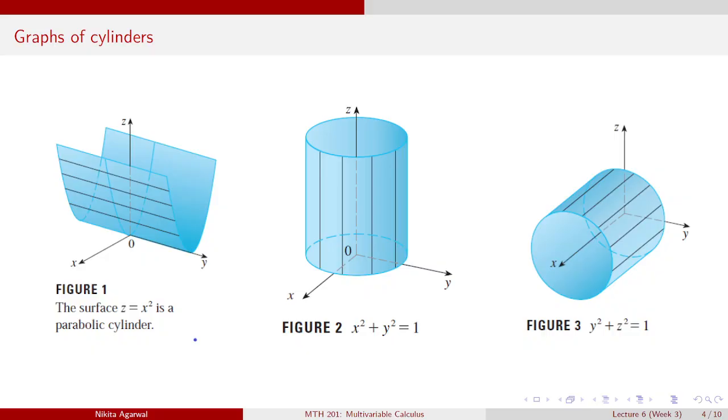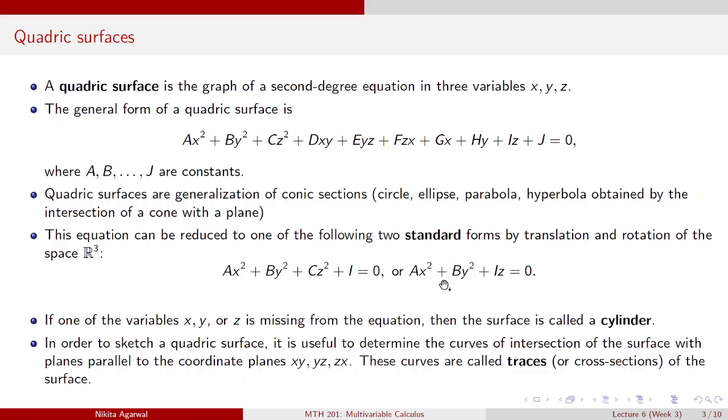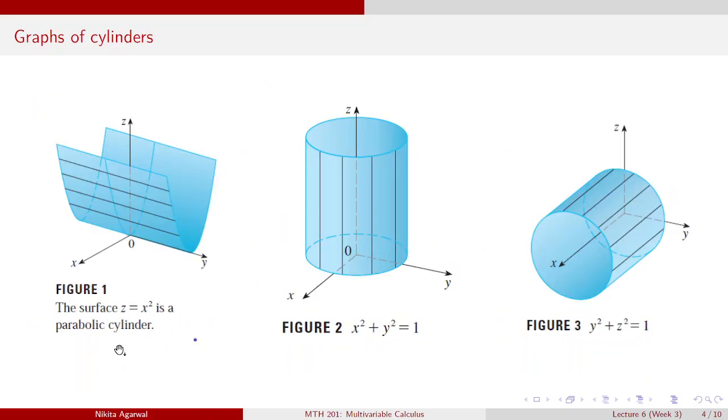Remember, in cylinders, one of the variables is missing. In the first picture, figure 1, we are plotting the surface z equal to x square. Z equal to x square is this form where a is equal to 1, b is equal to 0 and l is equal to minus 1, in which case you will get z equal to x square. This surface is called a parabolic cylinder for a good reason. Let us see why.